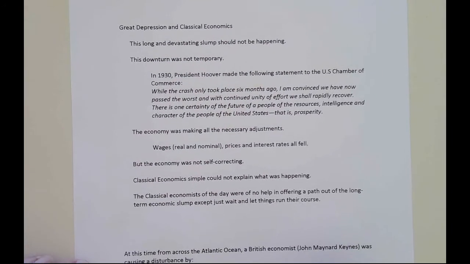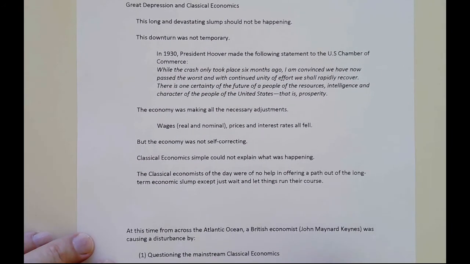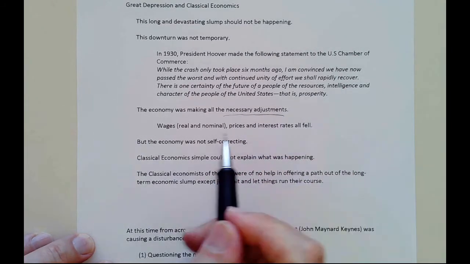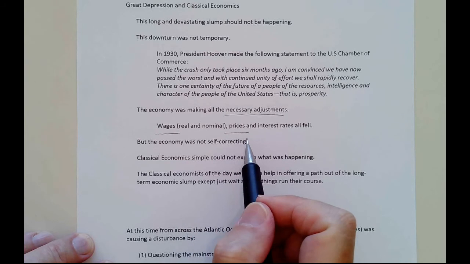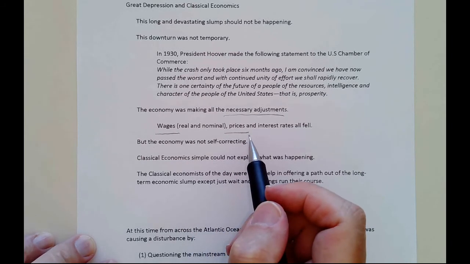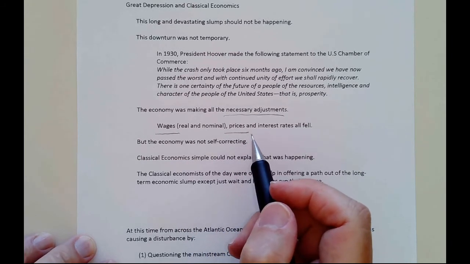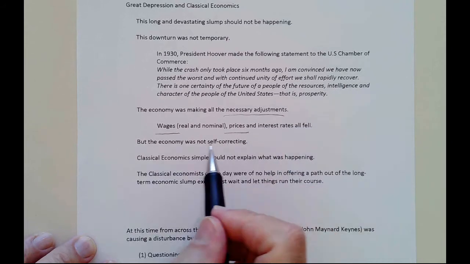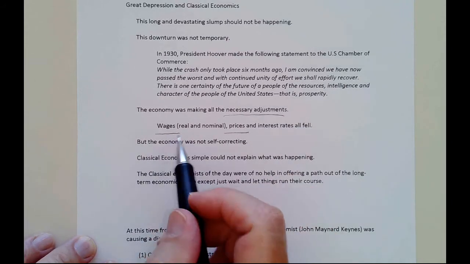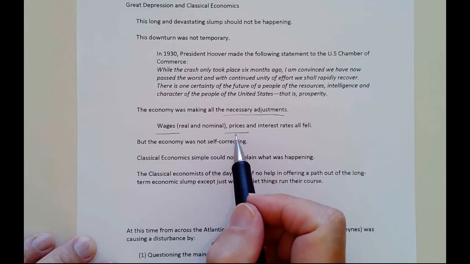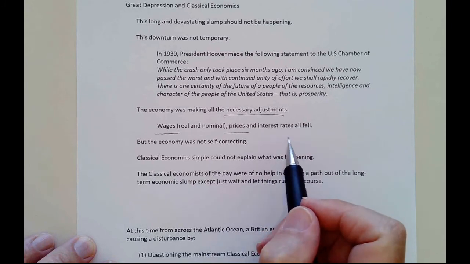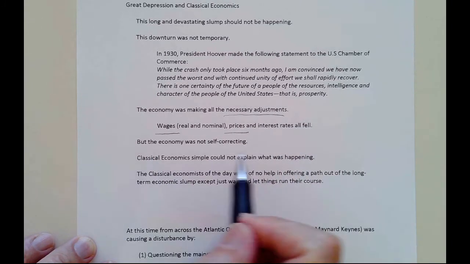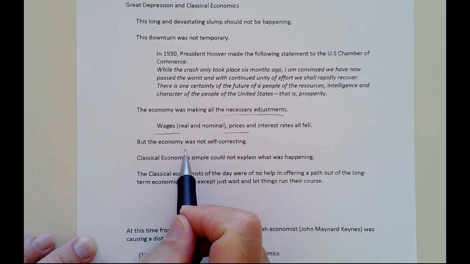And even worse for classical economics, the economy was making all the necessary adjustments. So wages were coming down during the Great Depression, prices were coming down. Prices decreasing was part of the solution in that it would get people to buy more things. And so the wages coming down was supposed to get workers their jobs back. Prices coming down was supposed to bring customers back to the stores. And interest rates coming down was supposed to get that money that was being saved to be borrowed and spent. So these things were happening, but the economy was not self-correcting. Things were not turning around.